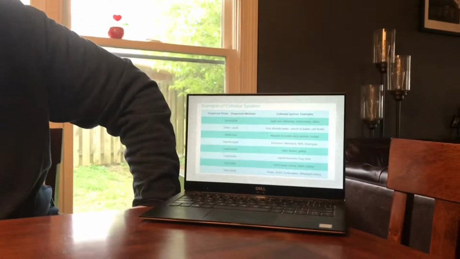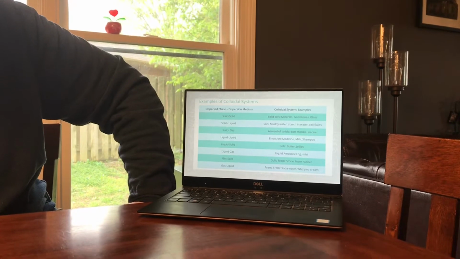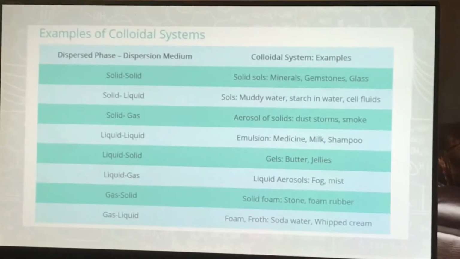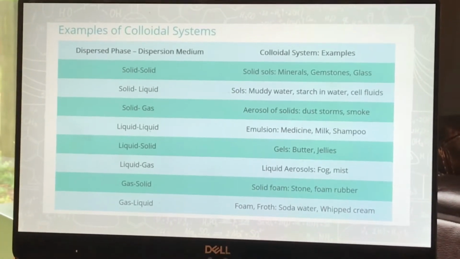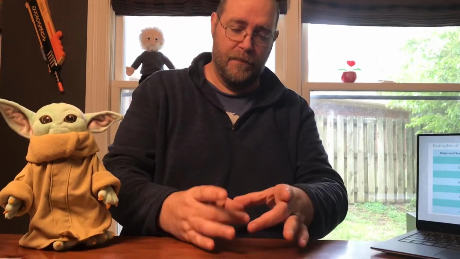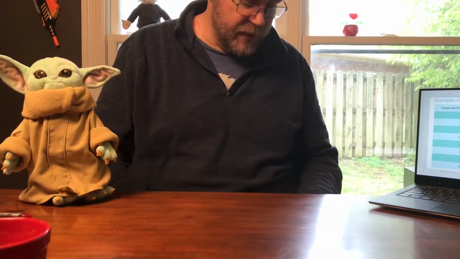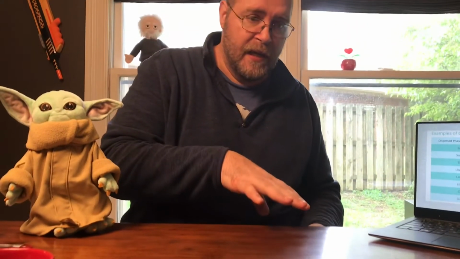Anyway, liquid solid like butter, jelly, fog. We have gas and solid. We have foam. Styrofoam, remember the styrofoam? That was a colloid. Remember I took the gas out of it and it became that little hard piece of polystyrene that you could bang on the table. Basically what I did was I got all of the gas out by dissolving it in acetate.